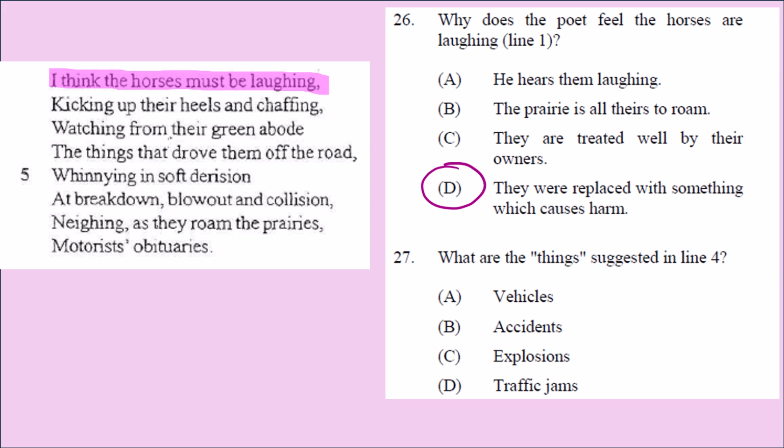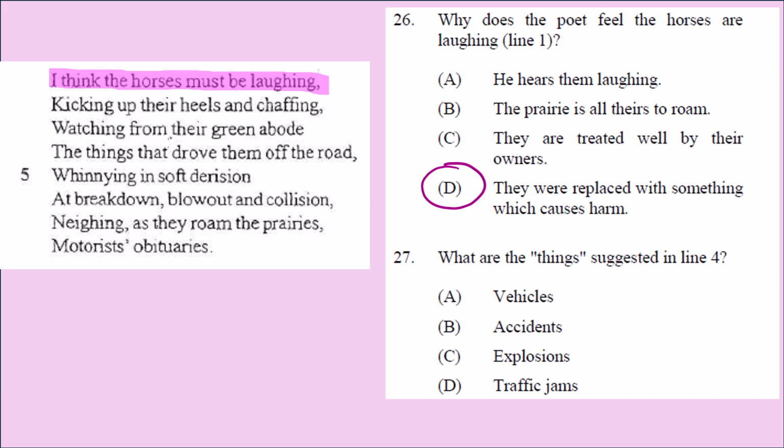Remember, before the vehicles, it was the horses who were taking people around, at least those who could afford them. Now they're in their green fields, watching what's happening on the roads and all the accidents, and basically saying, serve you right, look what you've replaced me with. That's what the poet is imagining anyway.